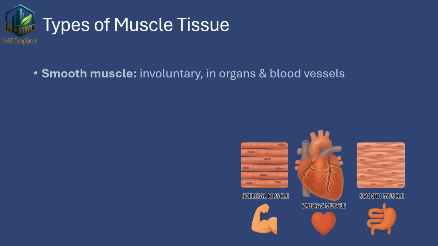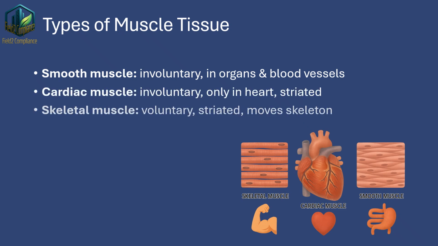There are three main types of muscle tissue. Smooth muscle is involuntary and found in organs like the stomach and blood vessels. Cardiac muscle is also involuntary, found only in the heart, and is striated. Skeletal muscle is voluntary, striated, and directly responsible for moving the skeleton. Together, muscles and bones act as levers that allow the body to move.